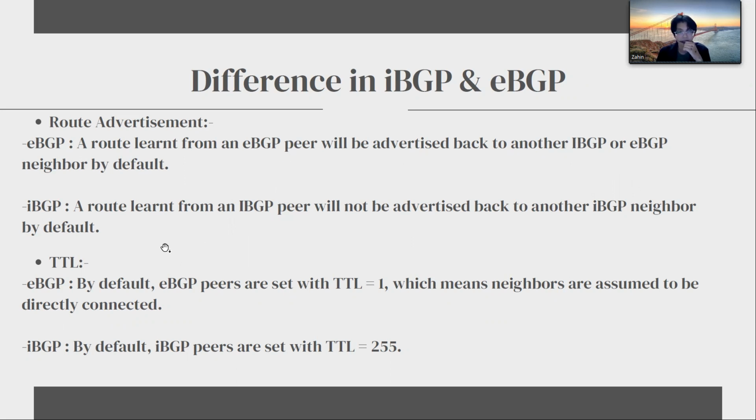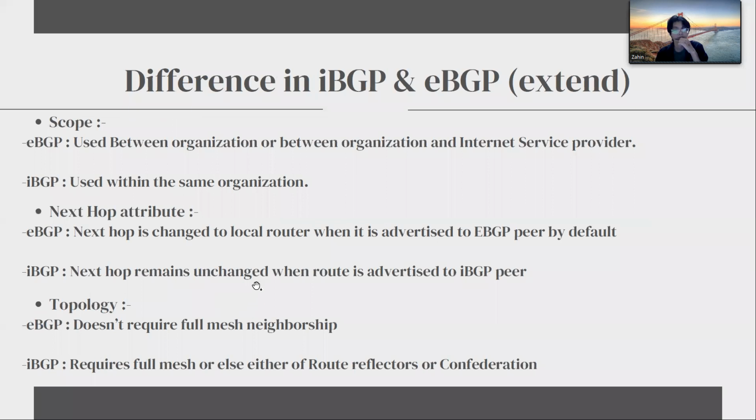For time to live, by default, eBGP peers are set with TTL 1, which means neighbors are assumed to be directly connected. Meanwhile, by default, iBGP peers are set with TTL 255, which means they are not directly connected. Then for scope, eBGP is used between an organization and an internet service provider. Meanwhile, iBGP is used within the same organization, which means eBGP is larger scale compared to iBGP.